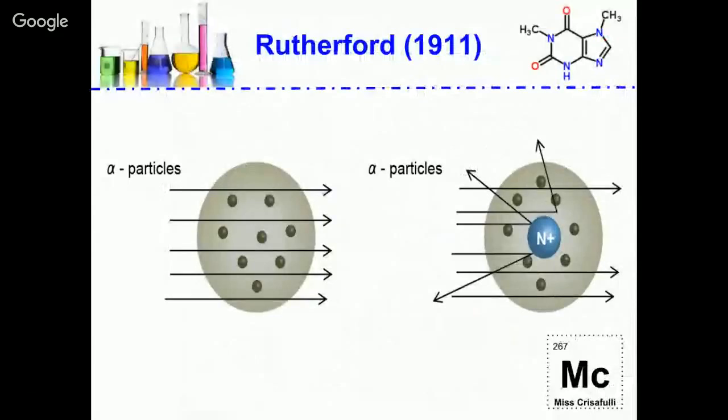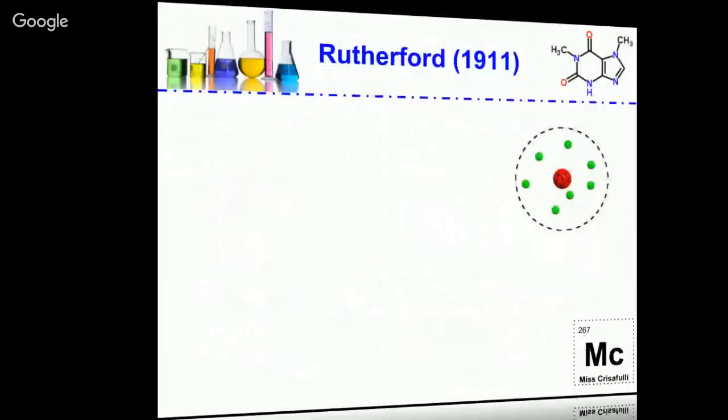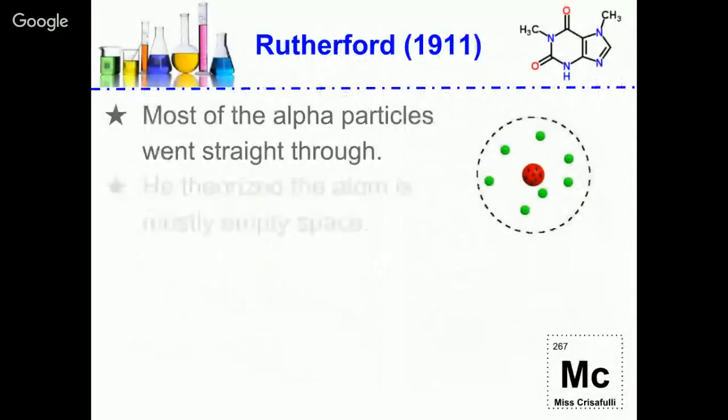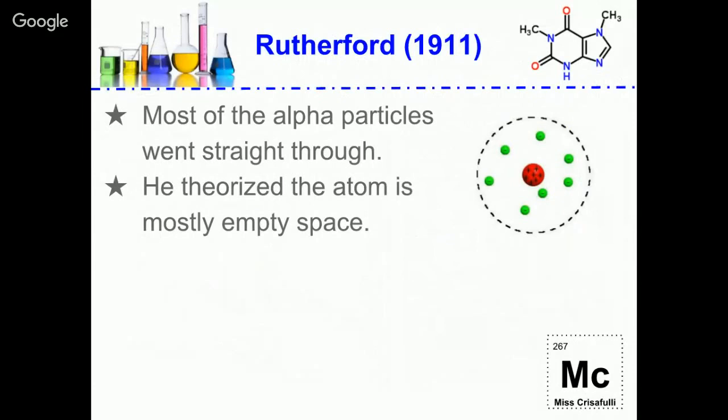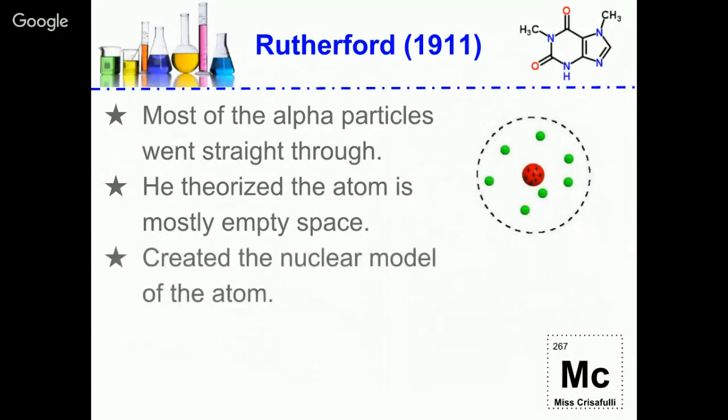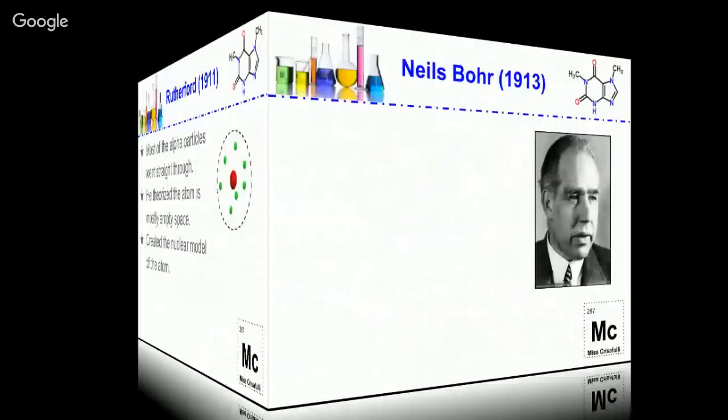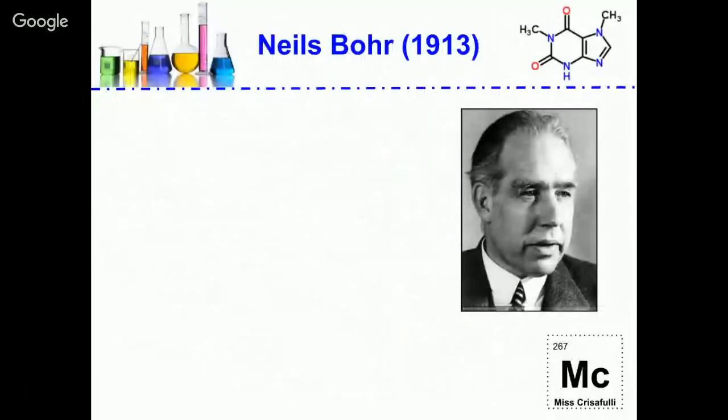So here's a close-up look. Most of those alpha particles went straight through, but we also had some that hit something that was positive. So that meant that since alpha particles are positive, they had to have also hit a positive nucleus. So most of the alpha particles went through, so then he thought, again, that the atom is mostly empty space. So his model of the atom is on the right here. He created the nuclear model of the atom because he's the one that's being known for discovering the nucleus of the atom. And then the final person we're going to talk about is Niels Bohr.